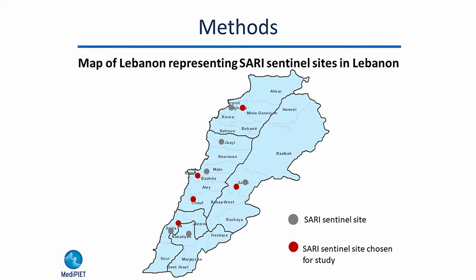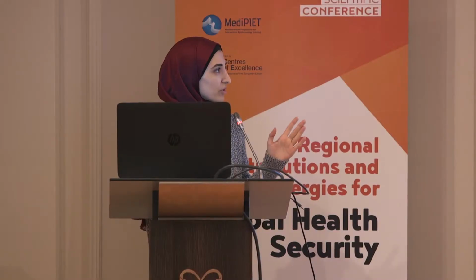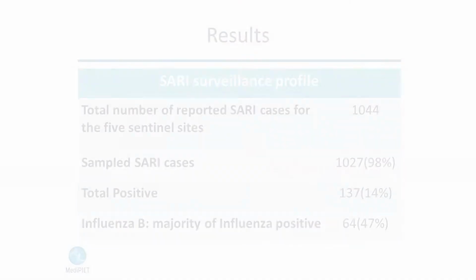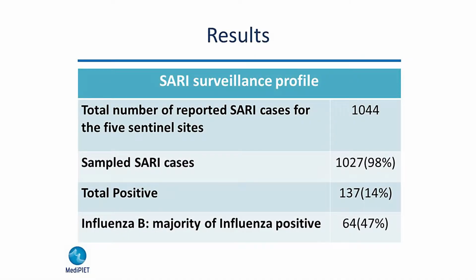Okay, so for the results, this is just descriptive results. The total number of reported SARI cases for the 5 sentinel sites was 1,044. 98% were sampled, 14% tested positive, and the majority, 47%, tested positive for influenza B.